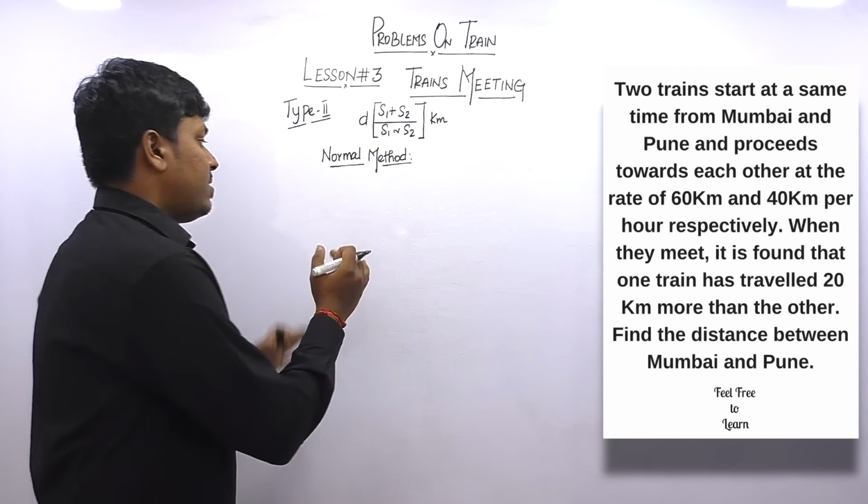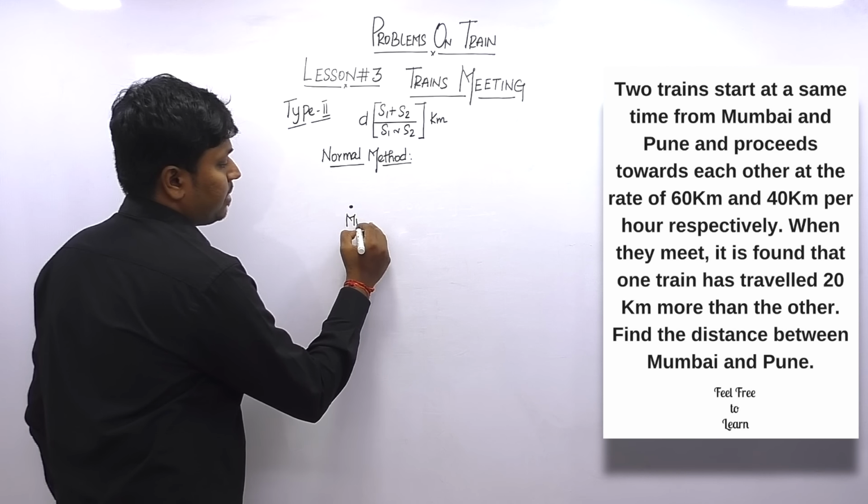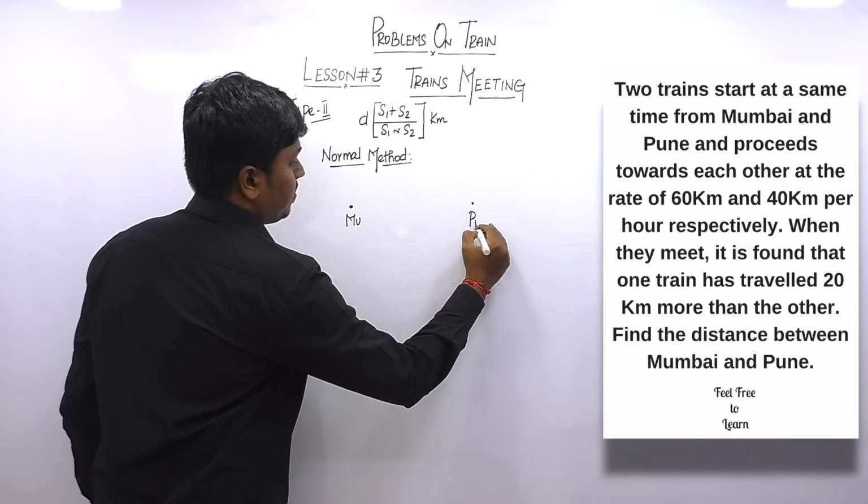So now let me solve this question by the normal method initially. So there are two stations. One station is Mumbai and the second station is Pune.